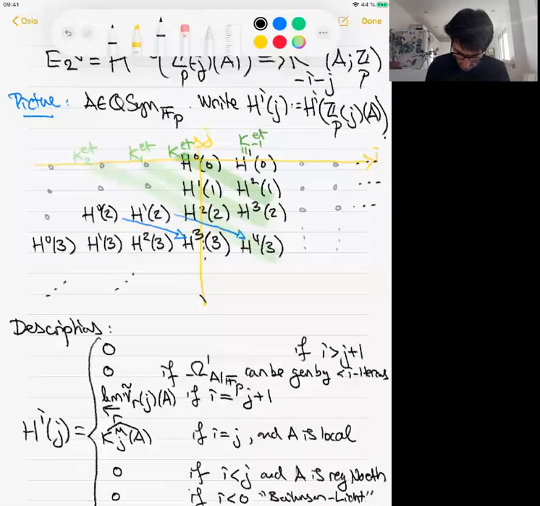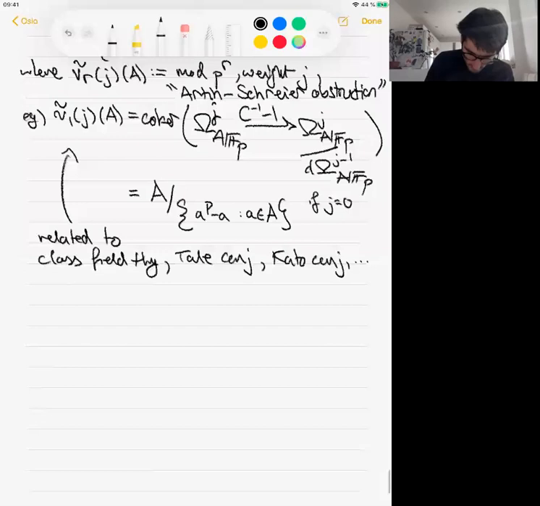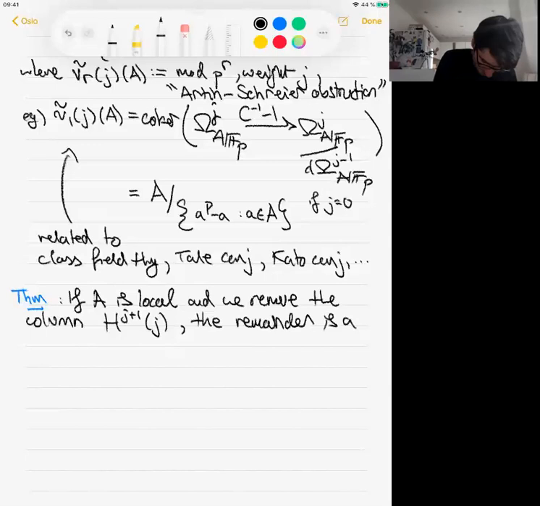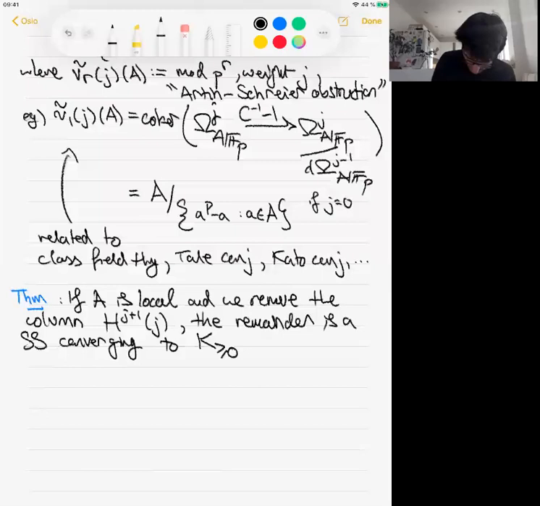And to answer Chuck's question, maybe I should state this as a theorem. So if A is local and we remove this column, the column containing the h, j plus 1 j's, the remainder is a spectral sequence converging to the connective p-adic étale K theory of A.